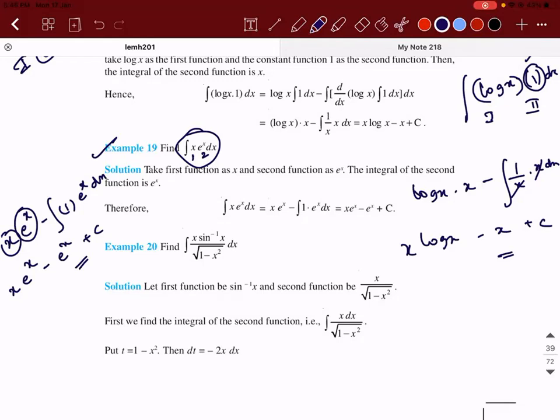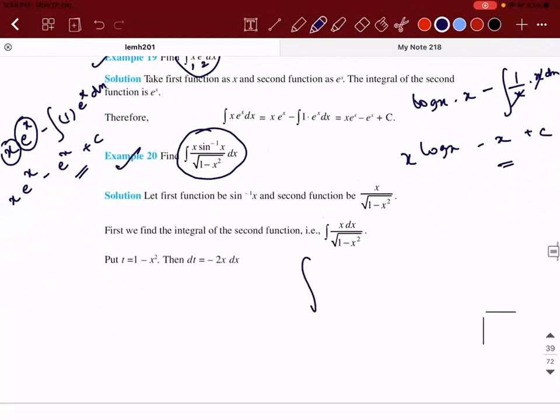Next. If you look at the 20th one, integral of x into sine inverse x divided by root of 1 minus x squared dx. If you observe, x is one function, sine inverse x is another function, and root of 1 minus x squared is another function. So what we can do is simplify it by using the substitution method.